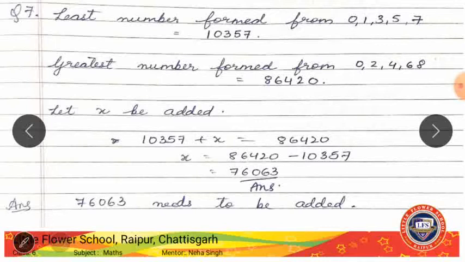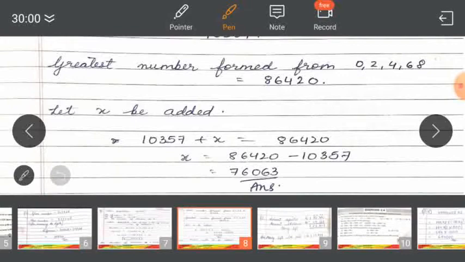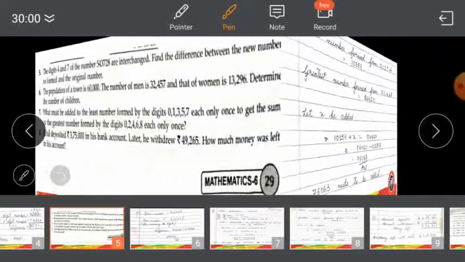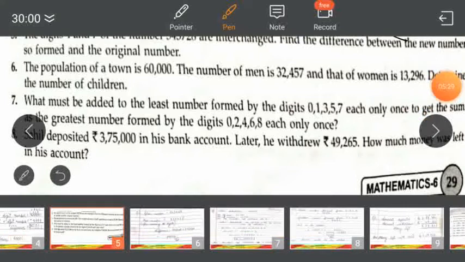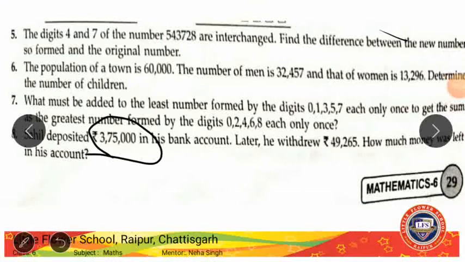Now coming to the last question of this exercise. Question number 8. Sahil deposited 3,75,000 in his bank account and later he withdrew 49,265. So how much money was left in his account, you need to find.